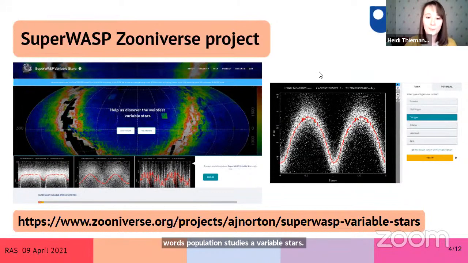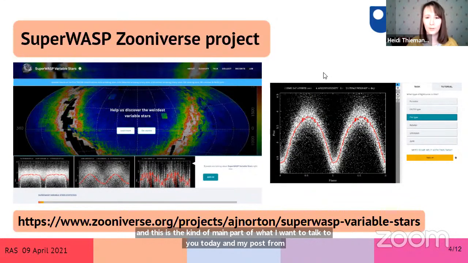Now, my colleague Adam McMaster is actually working on using the output of the SuperWASP Variable Stars project to create this database that anyone can access, but that's work that I'm going to have to leave him to talk about on another day. So what actually came of this project, though, was something very interesting, and this is the main part of what I want to talk to you about today and my post from earlier in the year or last year.